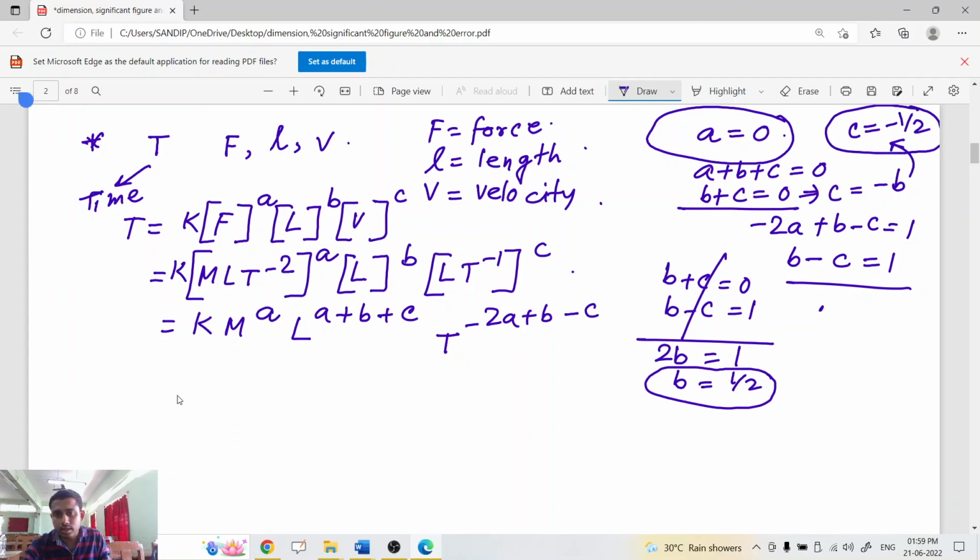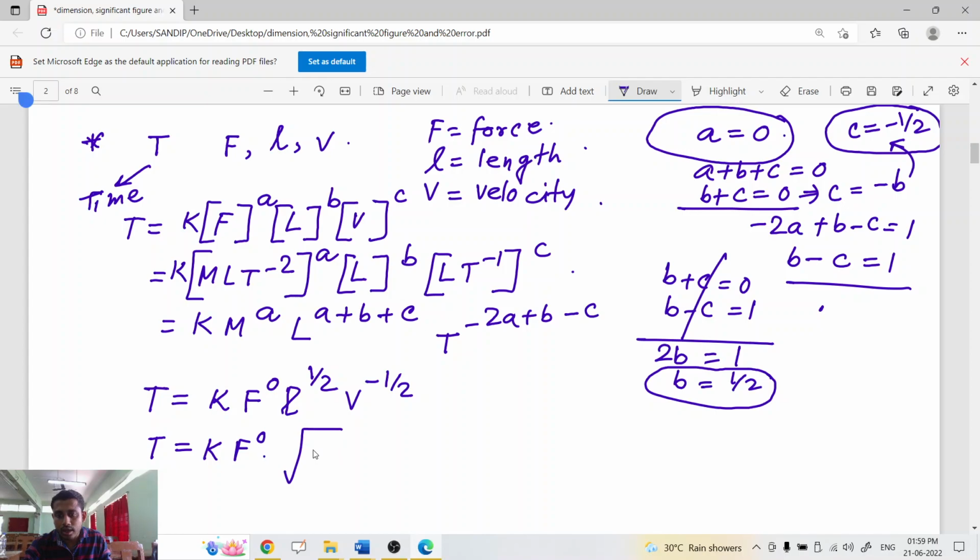So using this relation we can find out t is equal to k, okay, f to the power a means f to the power 0, okay, l to the power b, that means half, and v to the power minus half, or you can take it as t is equal to k f to the power 0 root under L by V. This is also one relation. So in this way, using dimension we can easily find out different relations between different quantities also.